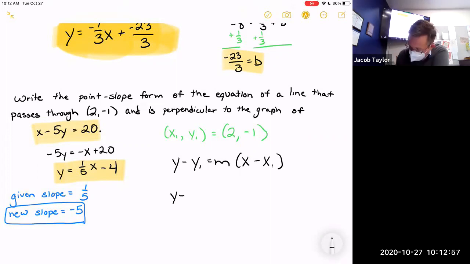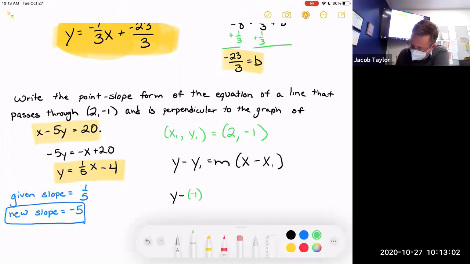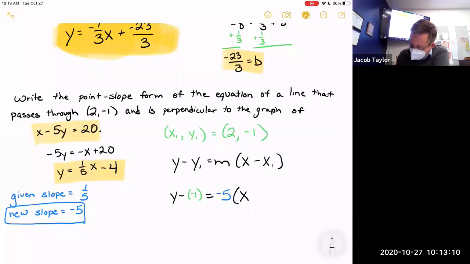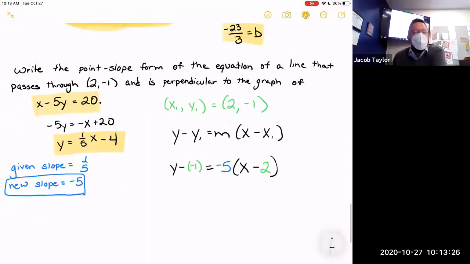So y minus y1, which is -1, equals m, which is -5, x minus x1, which is 2. Since our instructions were to write it in point slope form, I'm basically finished. This is point slope form, except it kind of bothers me that we have minus -1. So I'm going to do, instead of minus -1, I'm going to change it to +1.